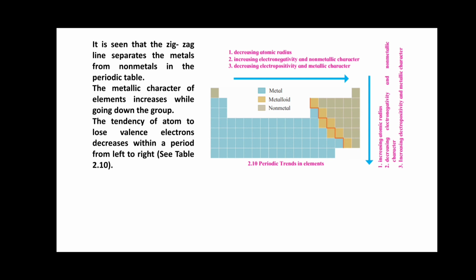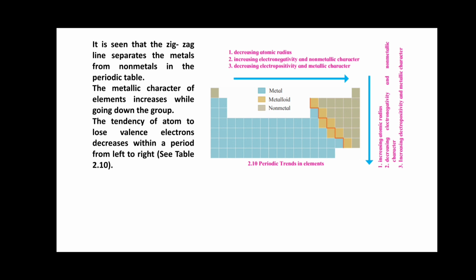Also, the penultimate cell becomes the outermost cell in losing valence electrons. The penultimate cell is a complete octet, therefore the resulting cation has a special stability. Due to this, the tendency of the atom to lose electrons increases further. So the metallic character of an atom is its tendency to lose electrons. Therefore, the following trend is observed: the metallic character of elements increases while going down a group.